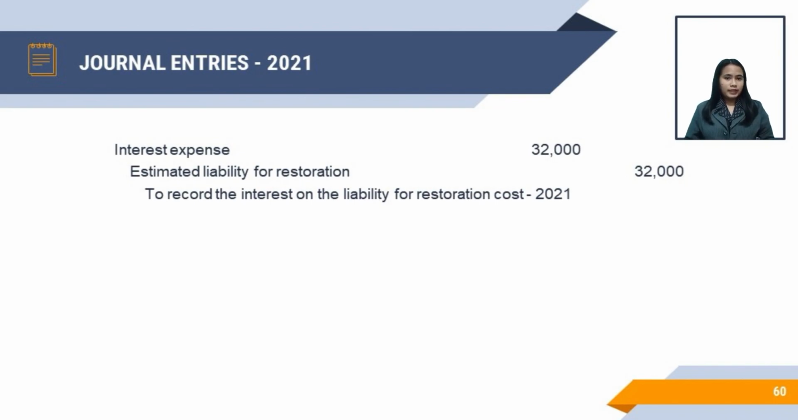And the last journal entry for the same year would be to debit the interest expense of 32,000 and to credit the estimated liability for restoration of 32,000 as well. This is to record the interest on the liability for restoration costs for the year of 2021.